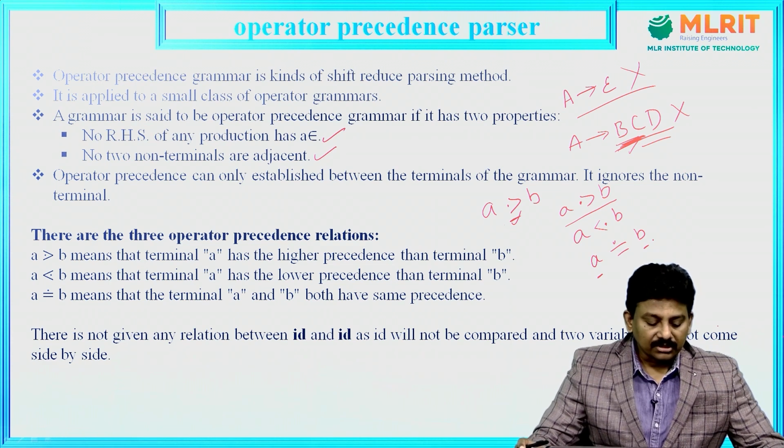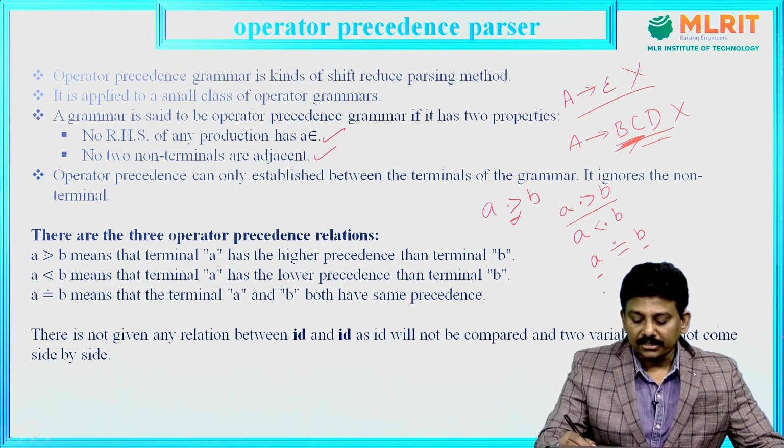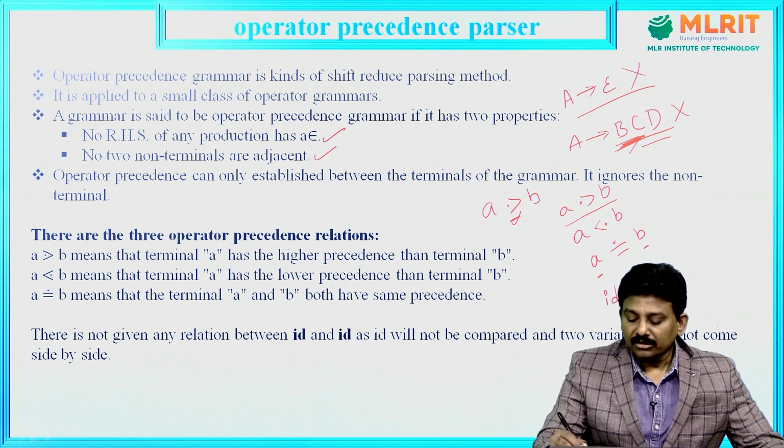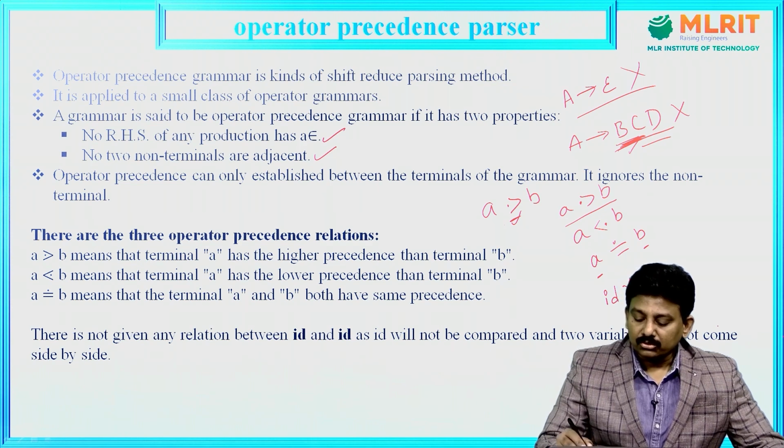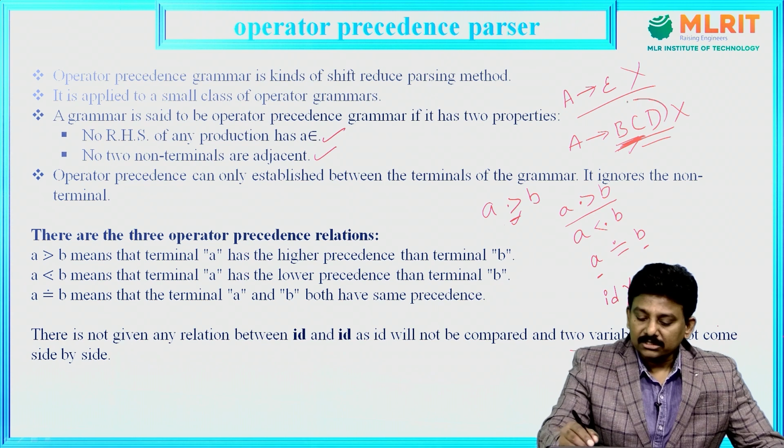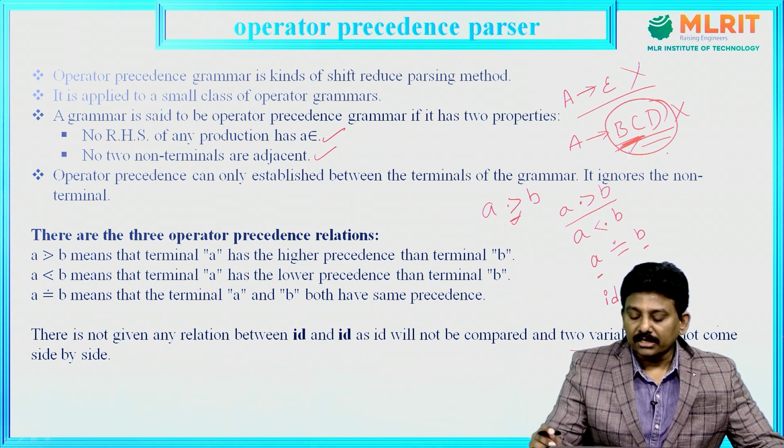There is no relationship given between ID and ID. See, an identifier is any variable or any number. There is no relationship between identifier and identifier because no two variables occur adjacent on the RHS of a production. So ID will not appear adjacent to ID, and there is no relationship between them.